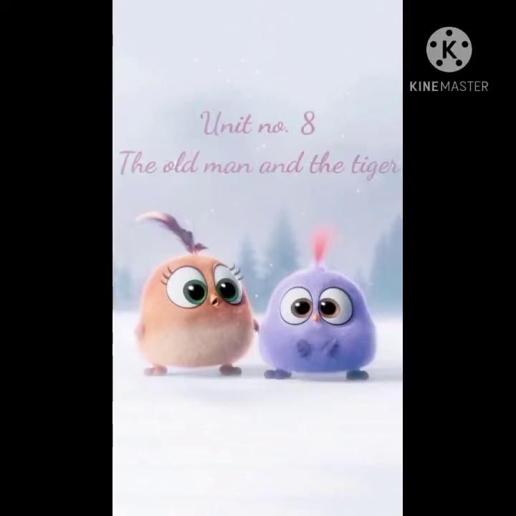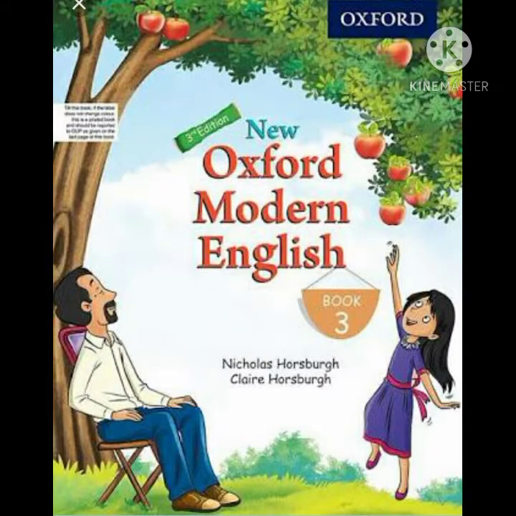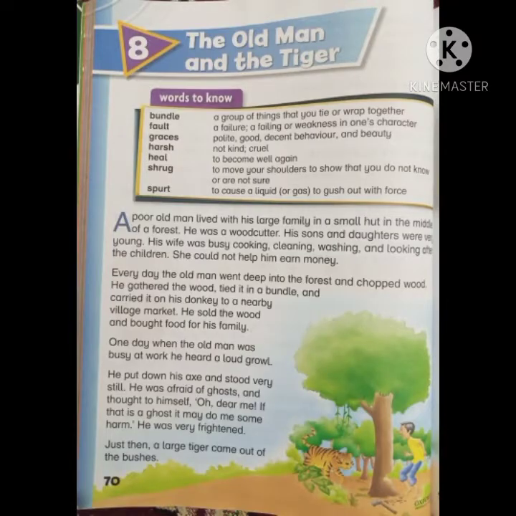Today we are going to study unit number 8, The Old Man and the Tiger of Oxford Modern English for class 3. The main characters of the story are a tiger and an old man who was a woodcutter. Students, the tiger was very kind. He used to come to the forest where the woodcutter used to cut the woods. Soon they became very good friends. But one day the old man told the tiger that his skin stinks and he got really hurt upon hearing this. The story is actually about that we should never say any harsh words to anyone.